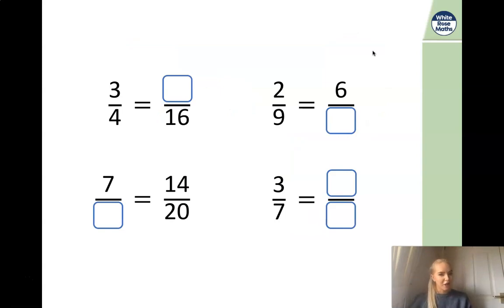Now I would like you to have a go at using either multiplication or division to work out the equivalent fractions, please. So pause the video, have a pen and paper on hand and write down the equivalent fractions, please. Pause the video now and have a go.